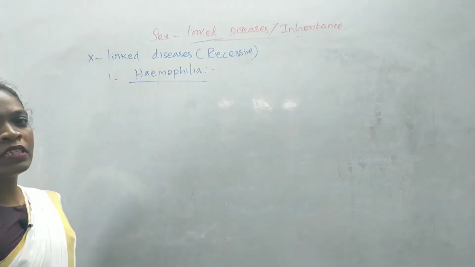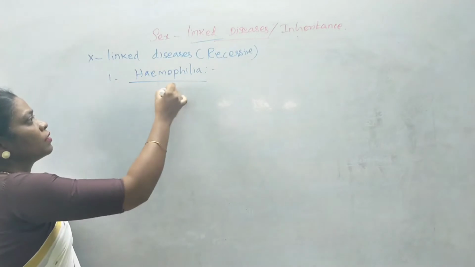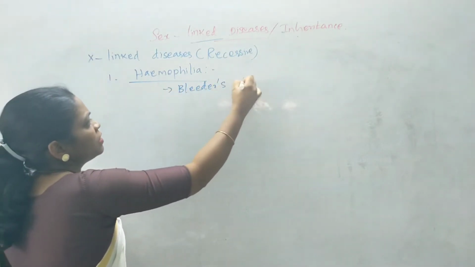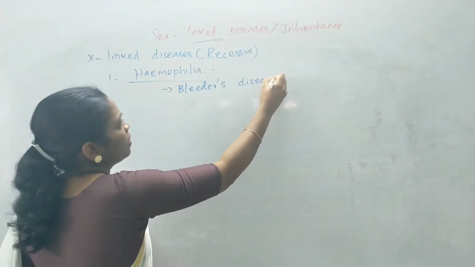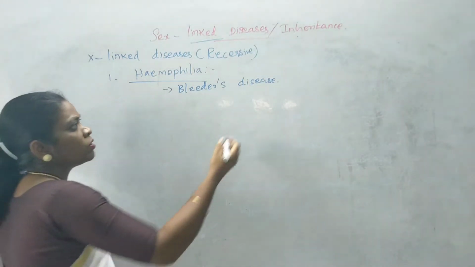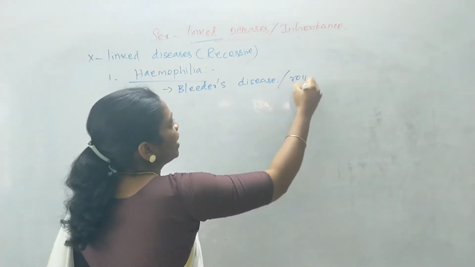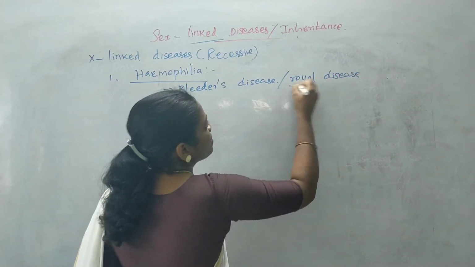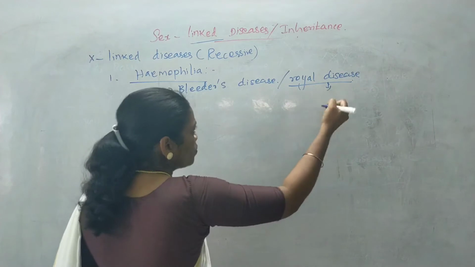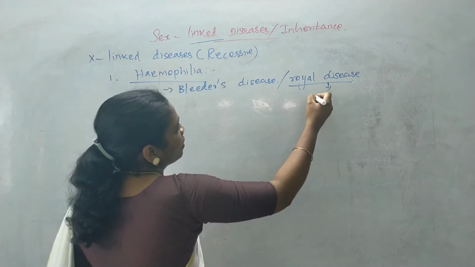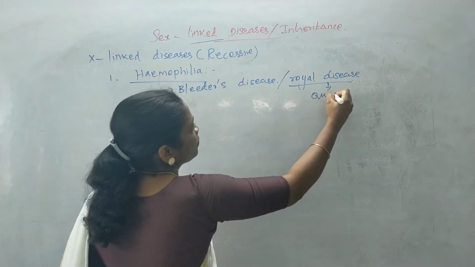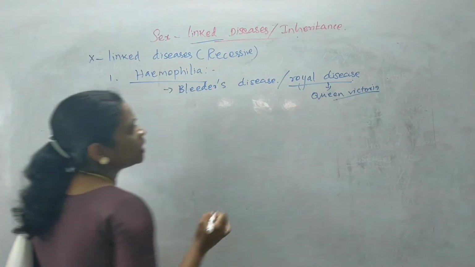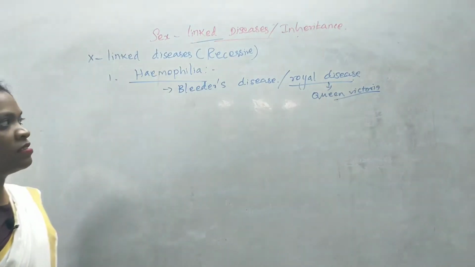Hemophilia is also known as bleeder's disease. And it was given another name also. It is commonly known as royal disease. Why is it known as royal disease? Because it was found or identified in Queen Victoria's generation. That is why it is named royal disease.